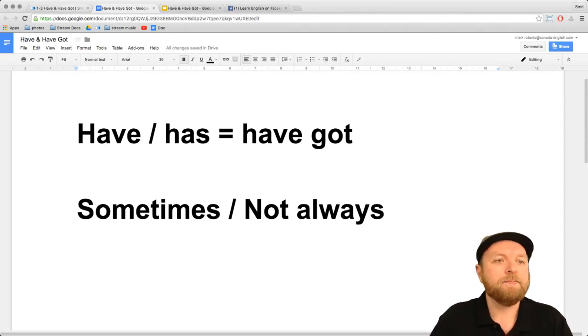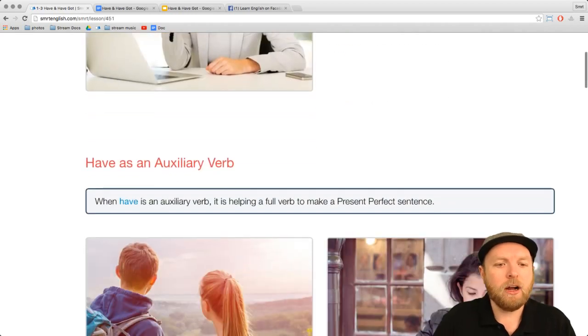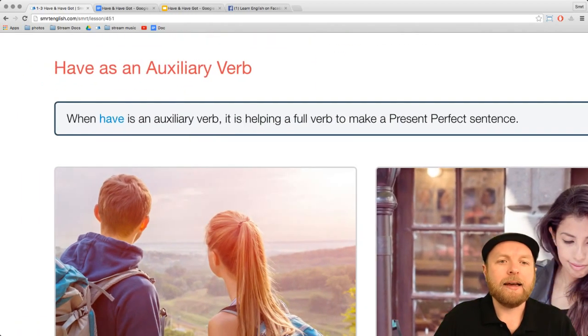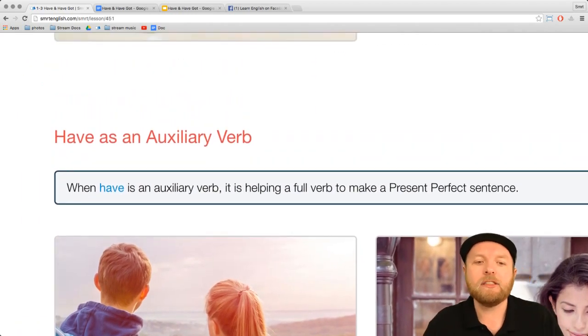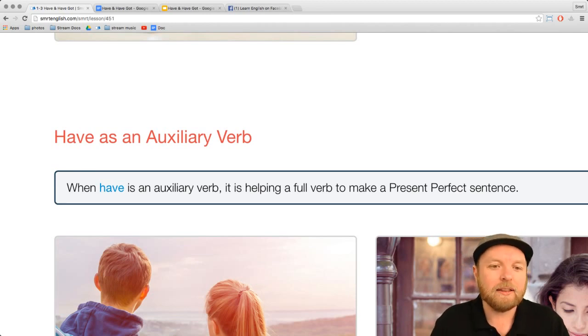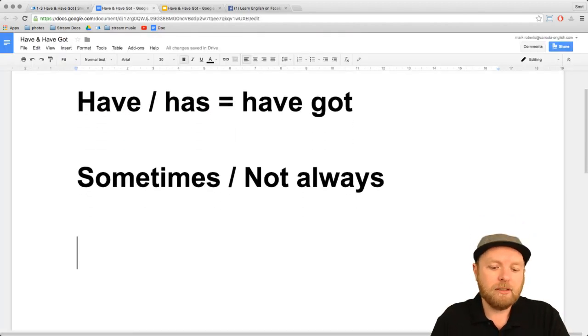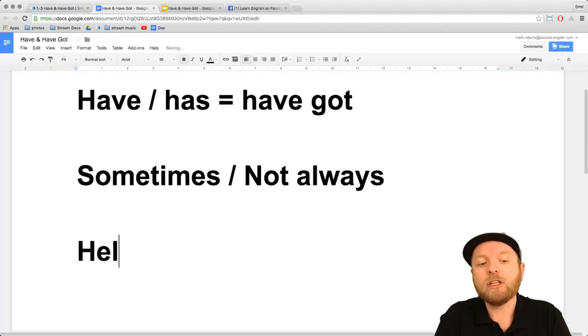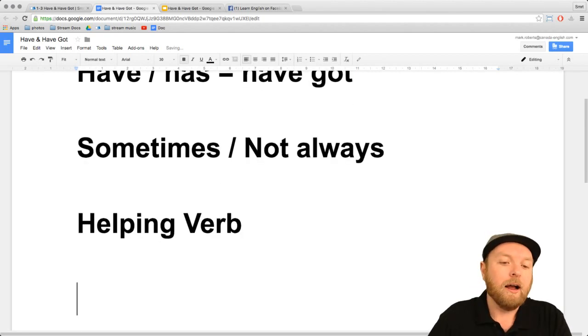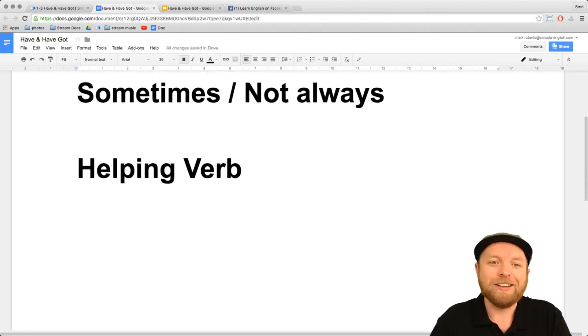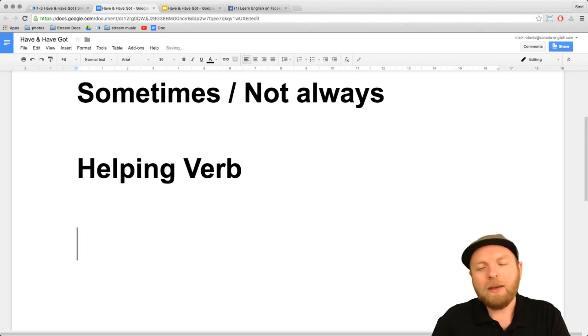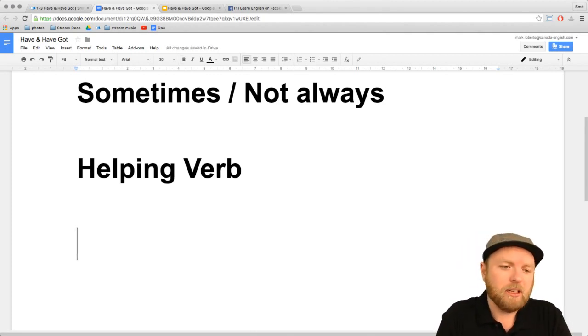So we're going to talk about when we can say have and when we can say have got. So first, let's talk about have as an auxiliary. I hate this word in English, auxiliary verb. I usually don't say that word. I usually say helping verb. Now, maybe you guys don't understand helping verbs, so let's quickly talk about this.